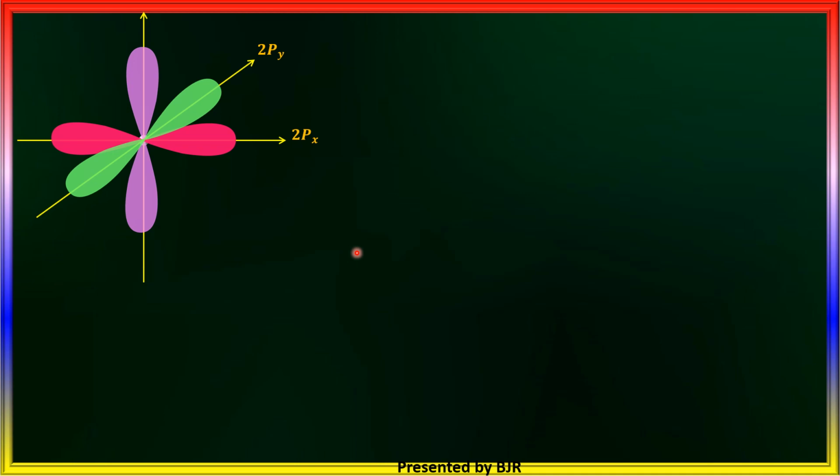You can see here, this is the nucleus of the carbon atom. This one is the 2px orbital. This one is the 2py orbital. You know the shape of p orbitals is dumbbell shape. And this one is the 2pz orbital. These three orbitals are mutually perpendicular to one another. The angle between any two p orbitals is 90 degrees. Okay, so this one is the 2s orbital.